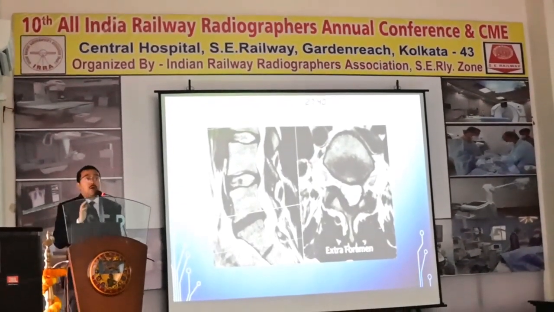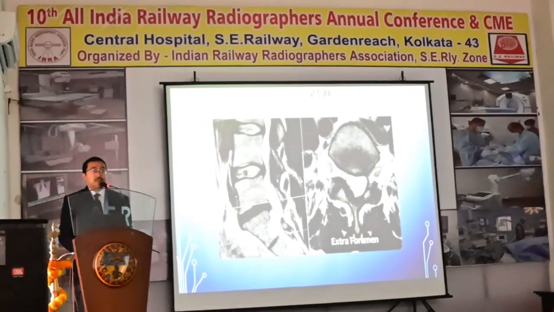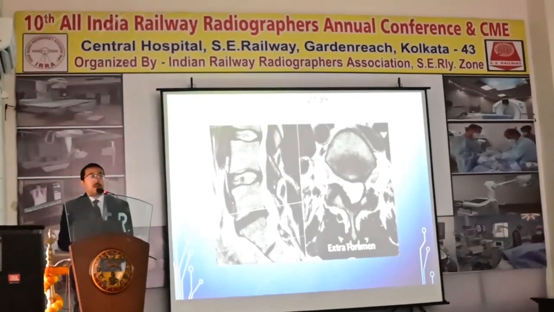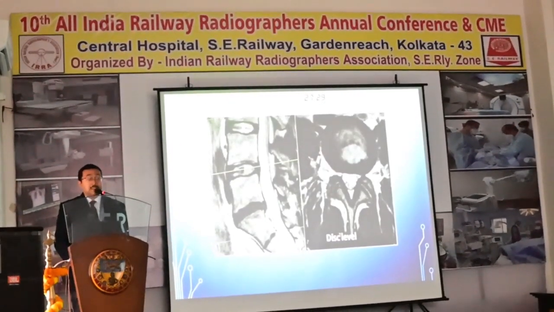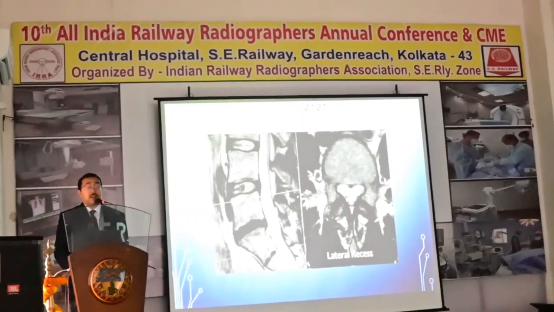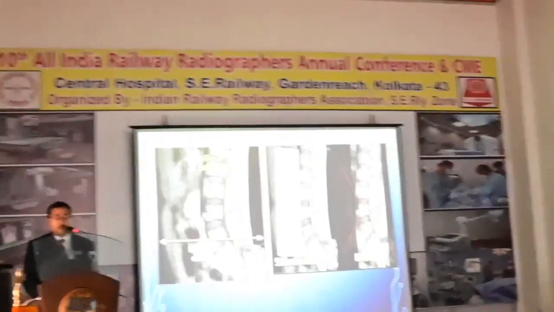So in the MRI, we are looking at each level for what causes the nerve root compression, and it is to be mentioned in the reporting. So from above downward, this is the disc level, this is below the disc the lateral recess, and this is foraminal, and this is the extraforaminal.